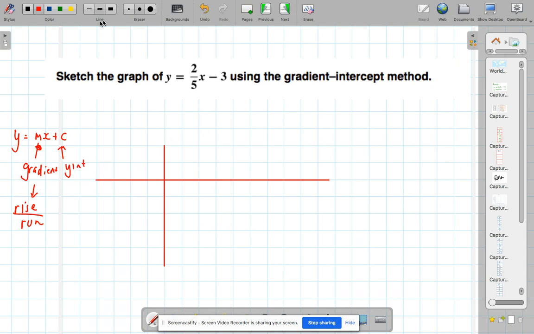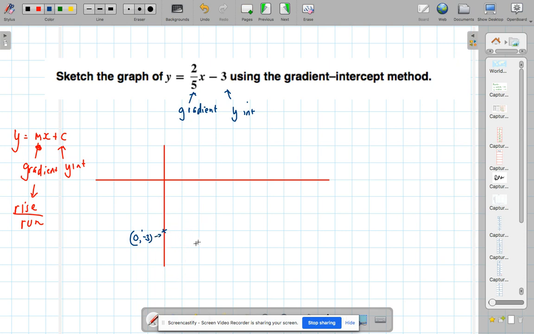So in my example here, I've got y equals 2 on 5x minus 3. So that is the gradient, and it's positive 2 on 5, and the negative 3 will be the y-intercept. So let's mark in the y-intercept. There it is, it's at negative 3. So we've got 0, comma, negative 3. It's that point there.